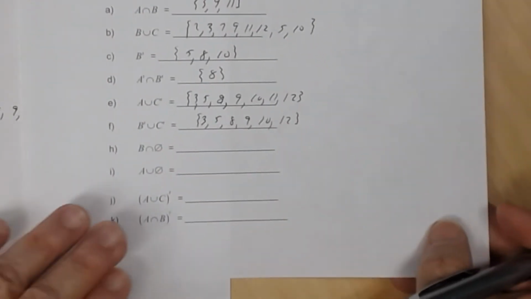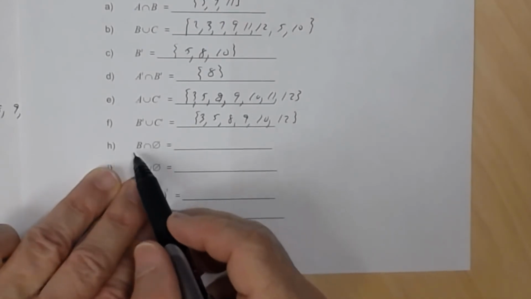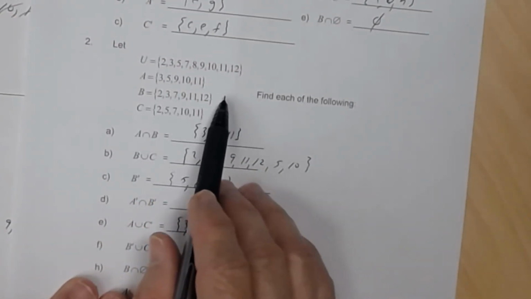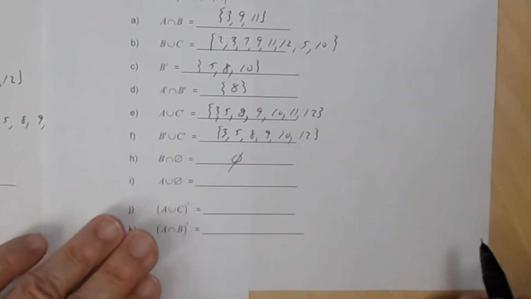All right. H is B intersect the empty set. Well, that's easy because remember this, whatever B is, you want to intersect it with the empty set. Well, the empty set has no elements in it. It's empty. So that's going to be the empty set.